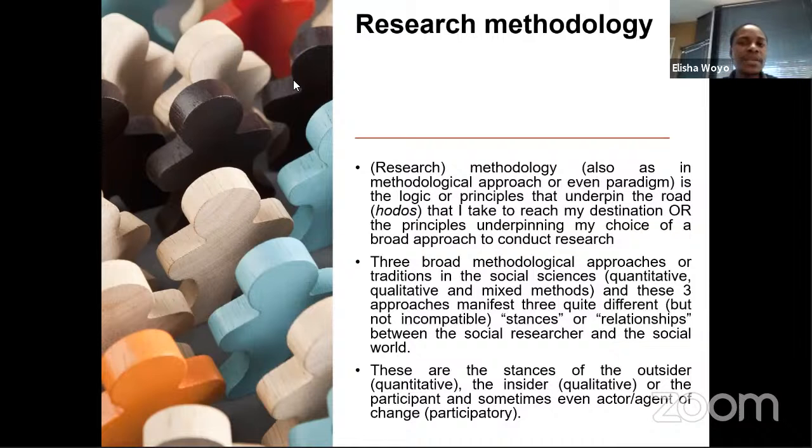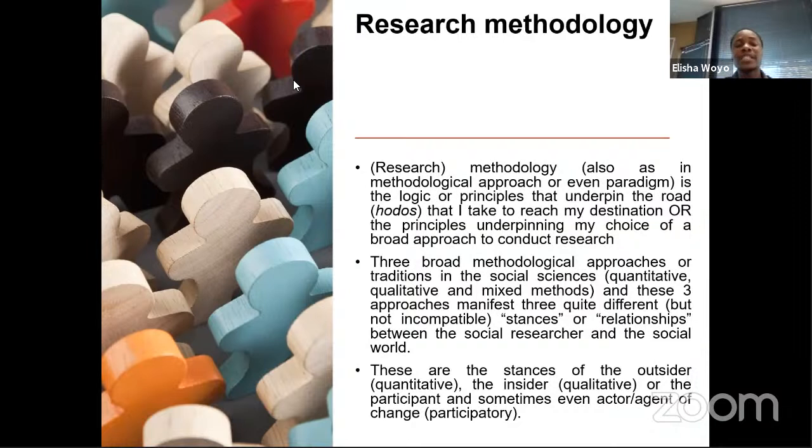So if you separate the word methodology into method and the hodos, it's a Greek philosophy word. The hodos in the methodology means the road that one needs to take in order to reach the destination, in order to answer the research problem, right? So the methodology is the road you are taking to answer the research problem, or the principles that underpin your choice of a broad approach to conduct research.